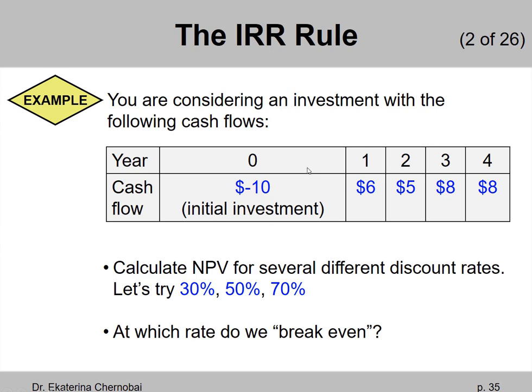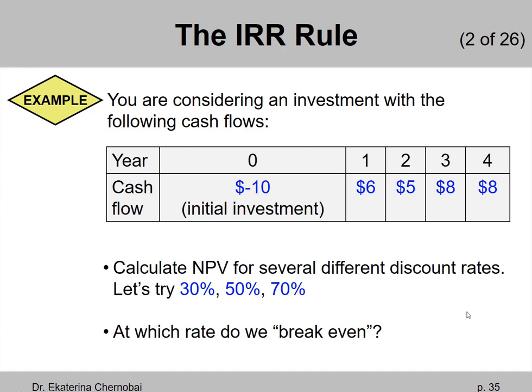What do we want to do with them? Well, let's calculate the net present value. Let's start with the net present value, and then you're going to see the link between the net present value and the internal rate of return approaches. To calculate the net present value, normally we would also need to know some discount rate, right? Well, it's not given here. So let's calculate the NPV for several more or less randomly picked discount rates. Let's try 30%, 50%, and 70% for our discount rate. And then one question we're going to answer is, at which discount rate do we break even?